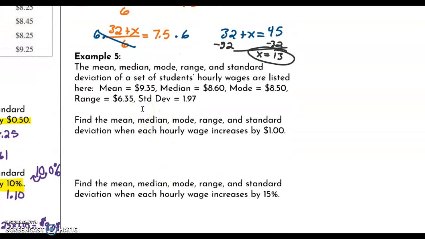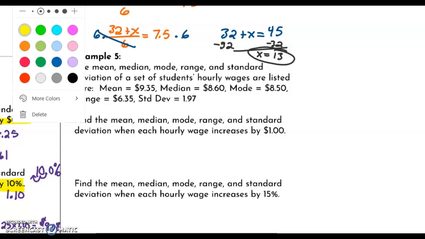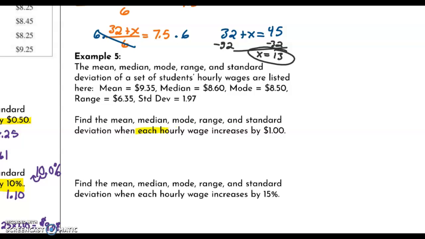On 5, the mean, median, mode, range, and standard deviation of a set are listed. So I went ahead and found all of these 5 things. So they're right here for you. Okay, so now it says find the mean, median, mode, range, and standard deviation when each hourly wage increases by $1. That means you're adding $1 to each value in the data set. So what that means is you are adding $1 to each data point.